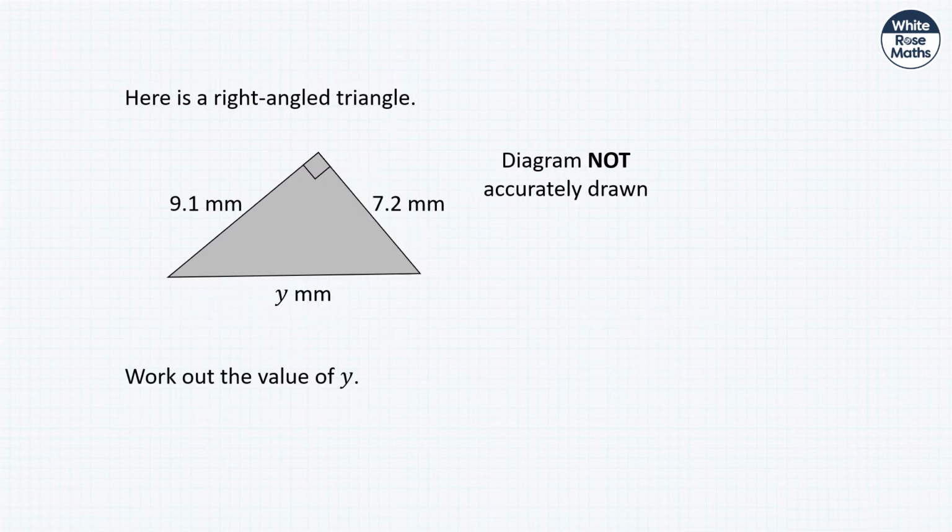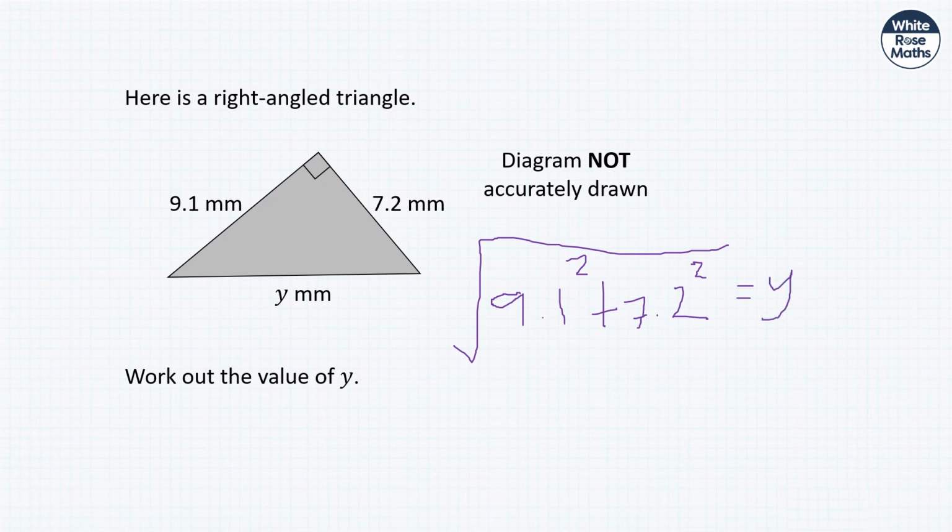There we go. This next one is a bit more tricky. So we've got 9.1 squared plus 7.2 squared, square rooted, is equal to y. Using the formula a squared plus b squared equals c squared, remember that c is always the square root of a squared plus b squared, where c in this case is the hypotenuse. So always remember that as well, guys. If you work this out, we will get that y is equal to 11.6 millimeters to 1 decimal place.